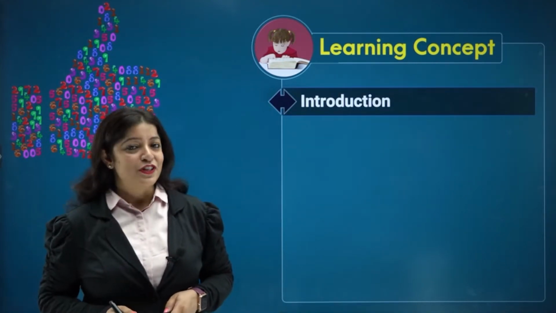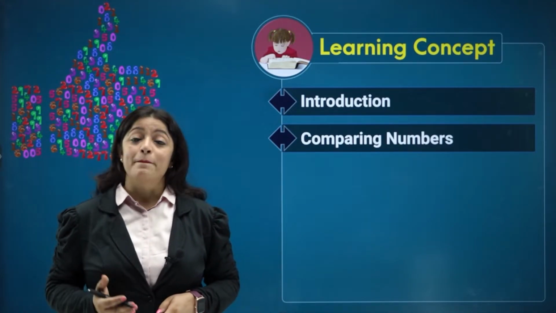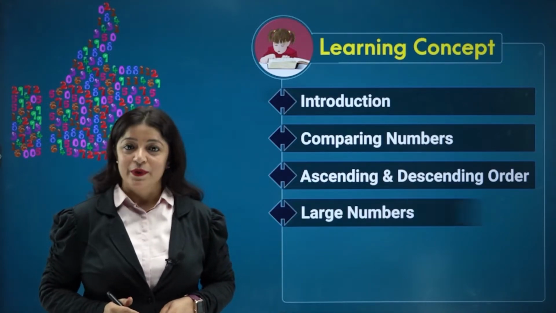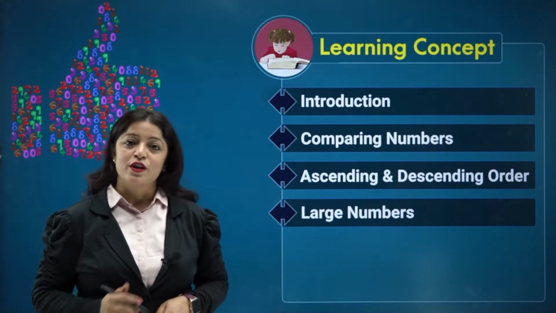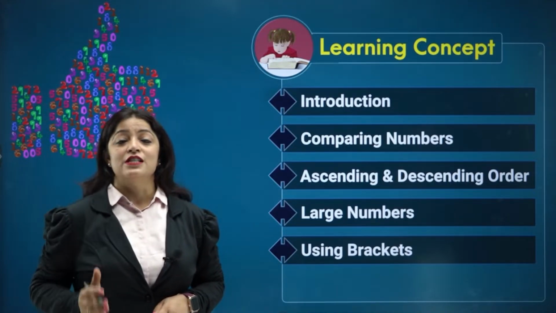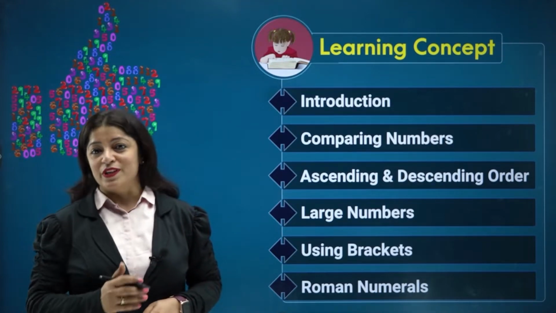So we'll begin with first the introduction, then what do you understand and how to compare different numbers, ascending and the descending order of the number. Then we have large numbers. After that we'll do some use of brackets using a certain rule. And finally we'll start with Roman numerals.